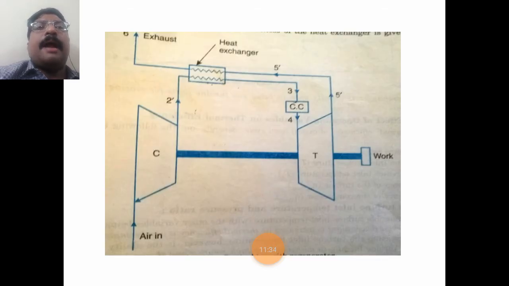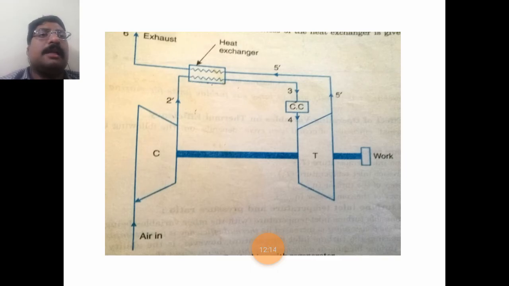So this is the schematic layout of the regeneration system. Here, the compressor and turbine are arranged on the same shaft. The compressed air is passed to the heat exchanger. In the heat exchanger, the heat from the exhaust gas of the turbine is passed to the compressed air. So the compressed air is partially heated and passed to the combustion chamber. In the combustion chamber, since the temperature has already risen, combustion takes place with less fuel supply, and hot gases are supplied to the gas turbine.